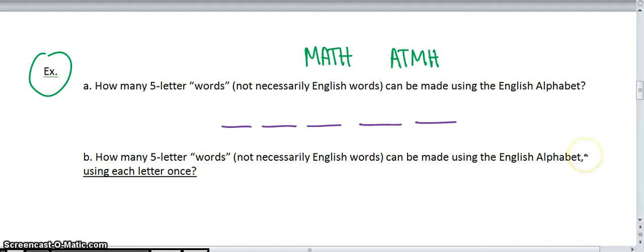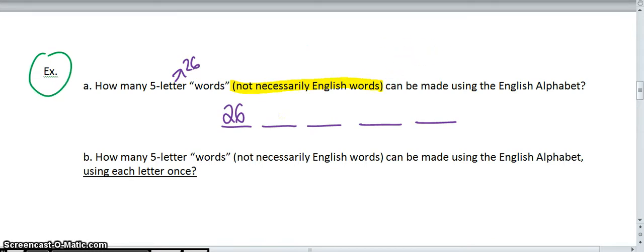Now I want to see how many different letter options I have for each blank. So if we're talking letters, there's again 26 options. So in position 1, the first letter of the word, I would have 26 different things I can put there. Now it says they don't have to be English words, so I don't have to worry about whether this is a word. We're not going to take care of that for now. We just want to see how many possibilities there are.